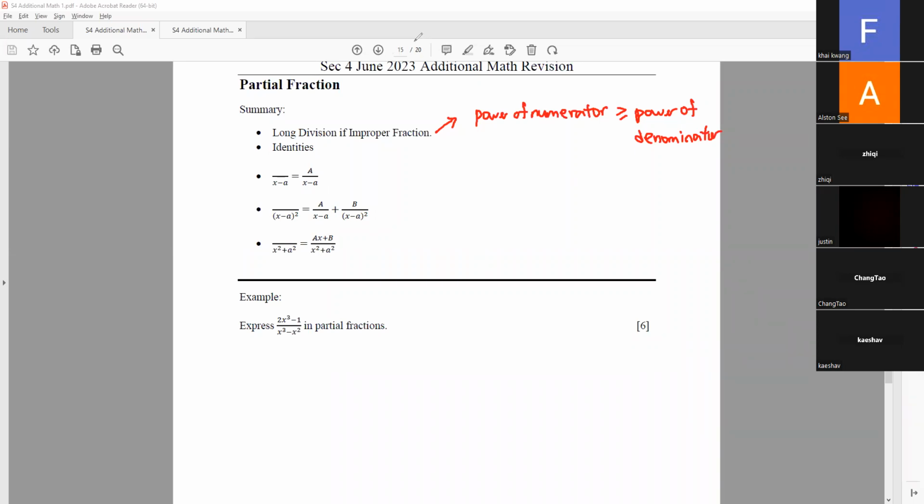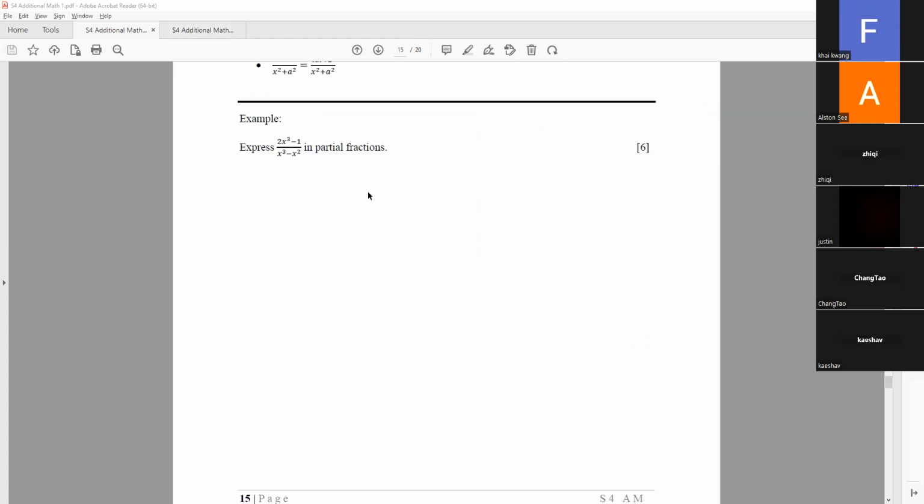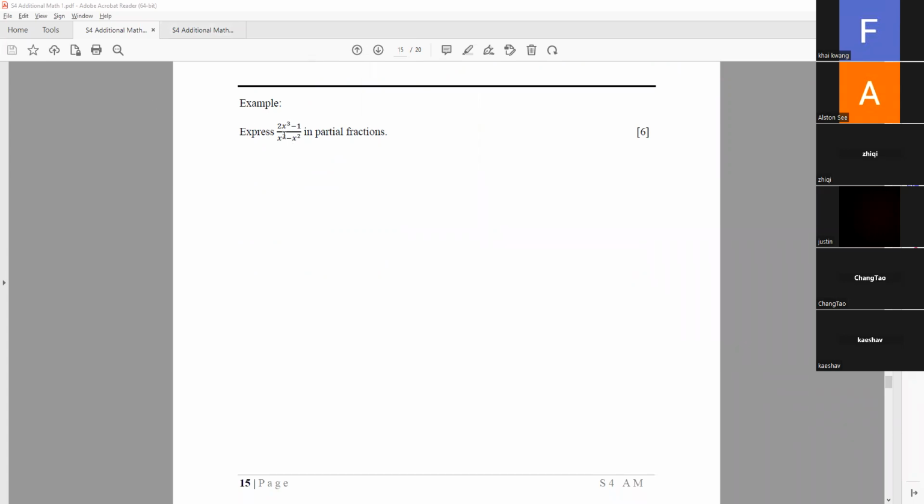So let me do an example for you. In this case, the power of the numerator is 3, the power of the denominator is 3. This means that I need to do long division. Okay, there's a minus here. So this becomes 2x squared minus 1. That's it. You cannot proceed further because this is x cubed and this is x squared.